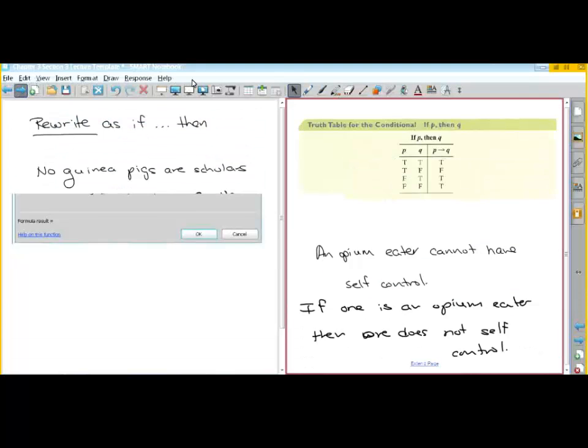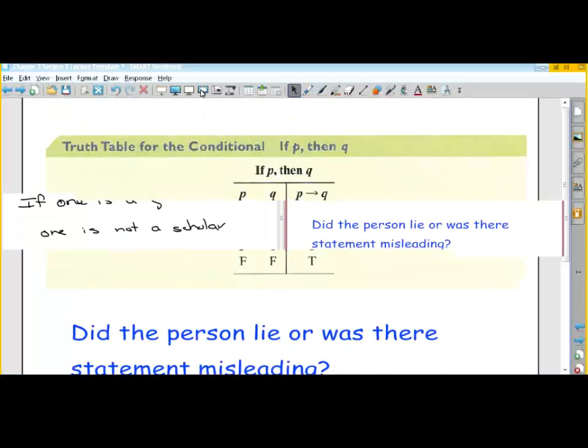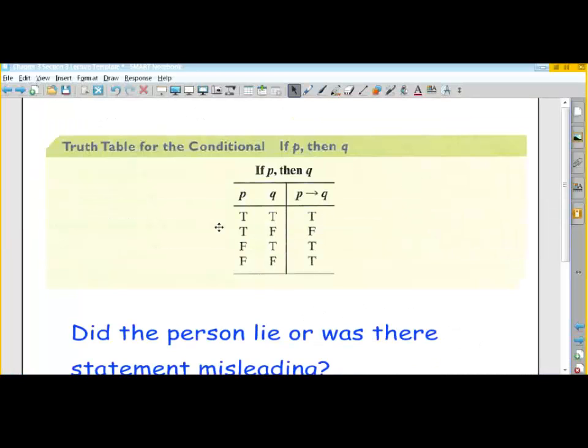Okay, so here's the truth table for the conditional statement, for the if-then statement. Just like before, we have all the combinations of trues and falses for 2 statements, which is the 4 combinations: true, true, true, false, false, true, false, false. And then here are the results. This is the truth value for a logic argument that has an if-then statement.